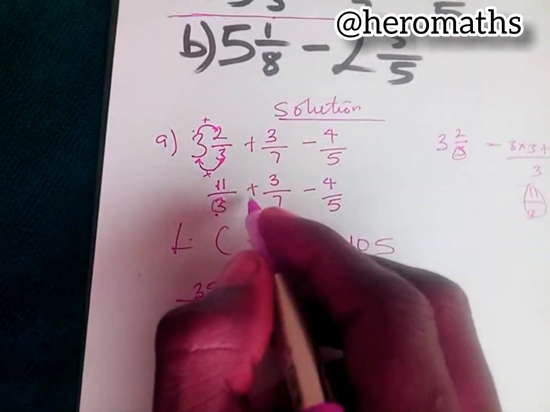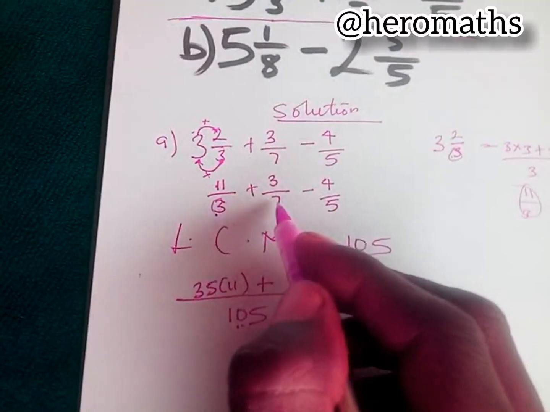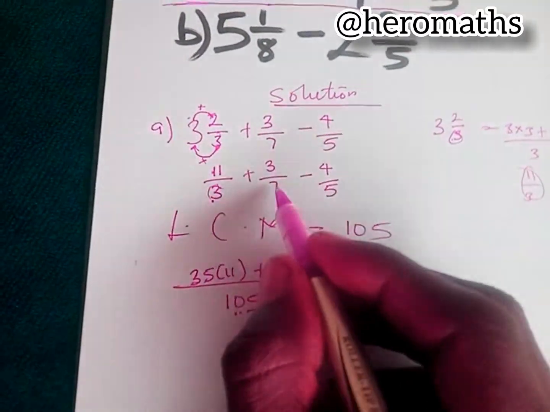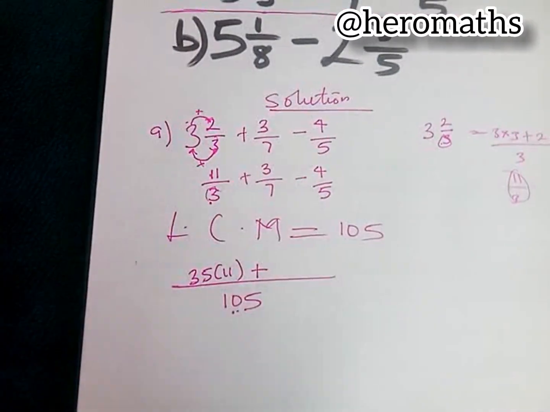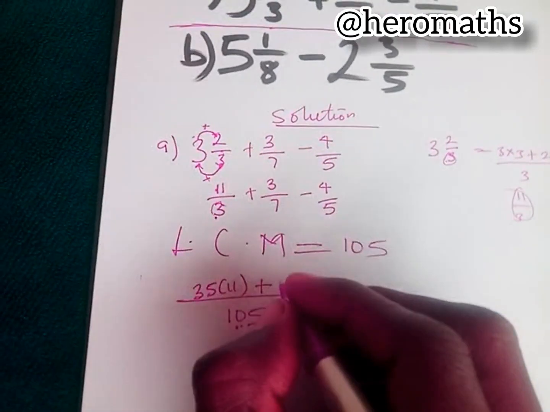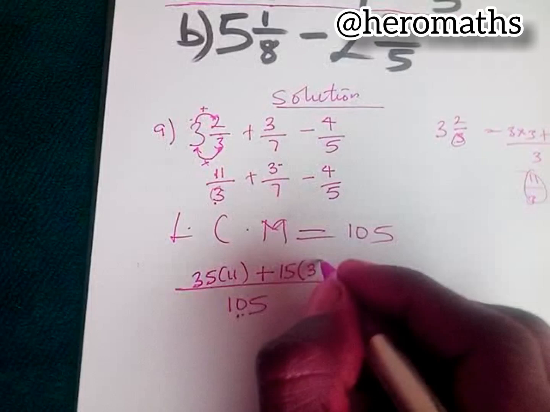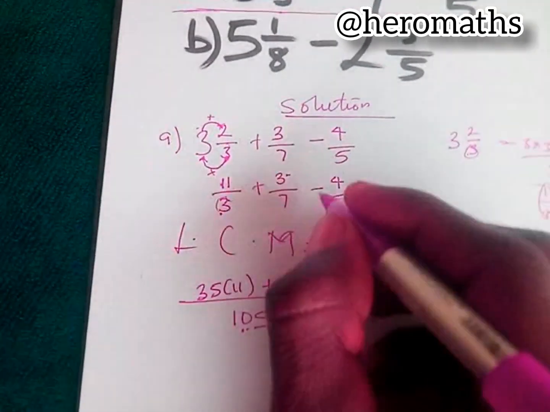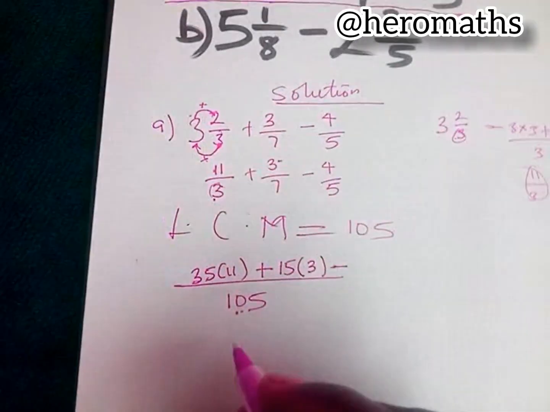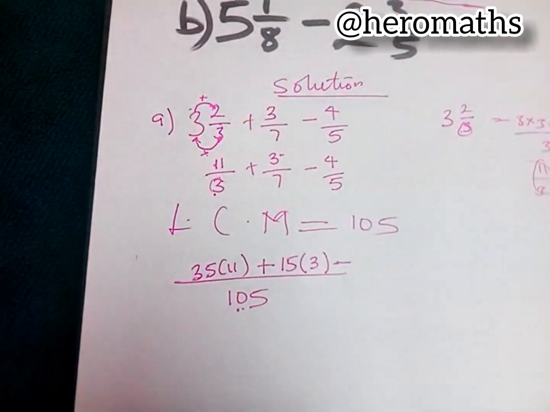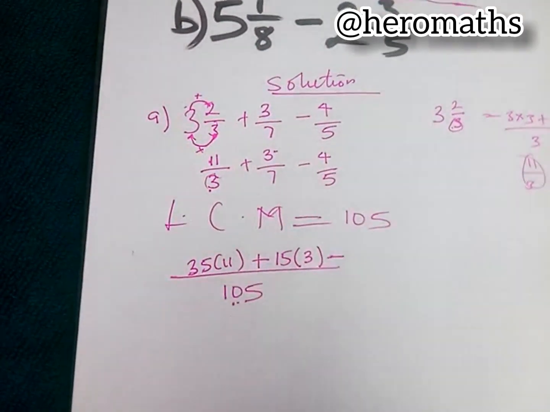What is the sign between? It is plus, put plus. Then 7 into 105, that is 105 divided by 7, will give us 15. So 15 times this 3, open bracket 3, close again. Then minus, because of this sign, 5 into 105, that is 105 divided by 5, will give us 21.